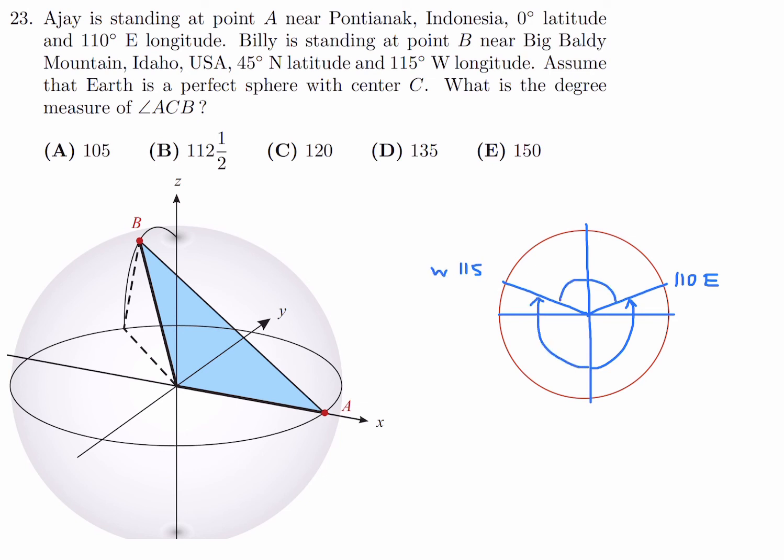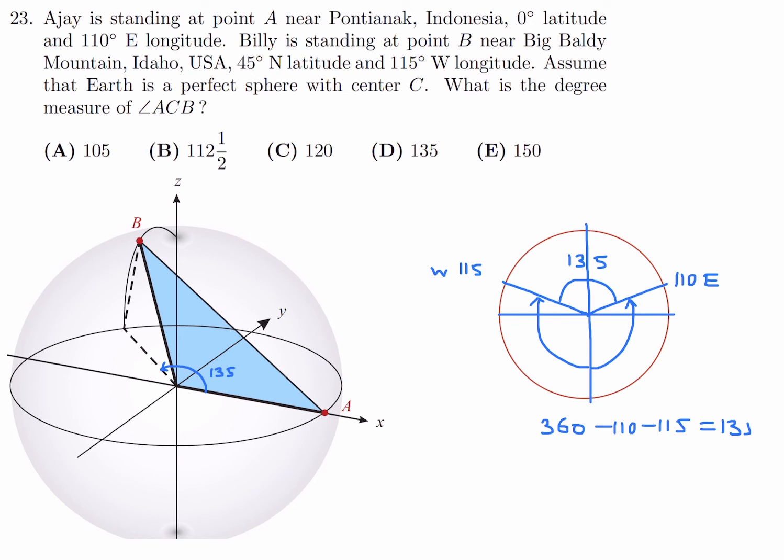So now we can easily figure out this angle. It'd be 360 minus 110 minus 115, which is 135. So this angle in here is 135. So in this diagram, basically to go from A to B, the point where AJ is and Billy is, you'd go first from here to here, which is 135. So I guess I'll just put that in there, the degree measure from there to there.